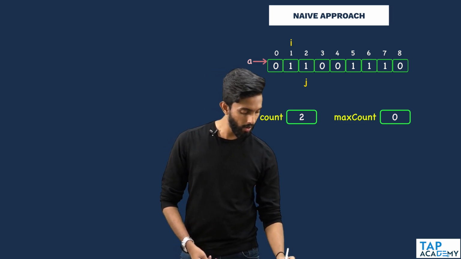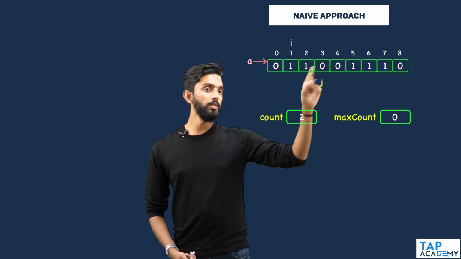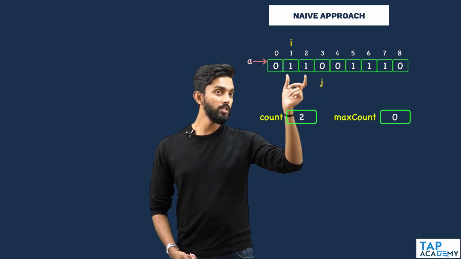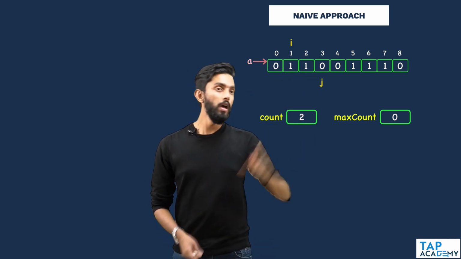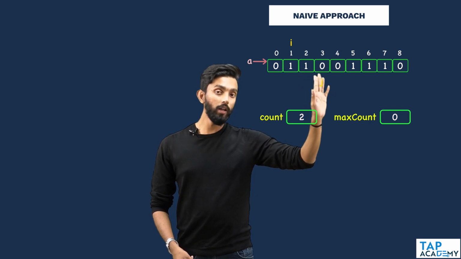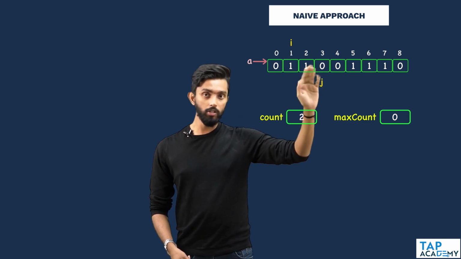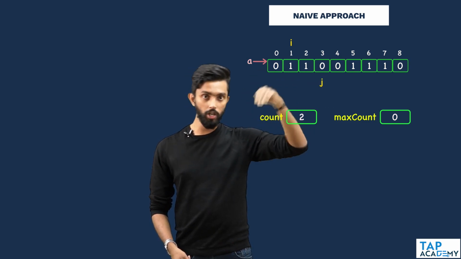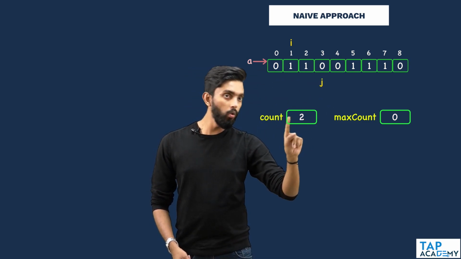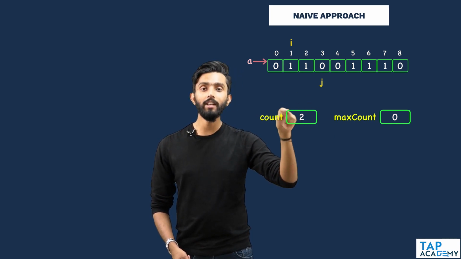I hope you are able to understand. Then again j moves forward. The moment j moves forward, is that a 1? No. No means that the chain is broken. Now that the chain is broken, the moment it is not 1, I will break out of j and I will reset this count value.